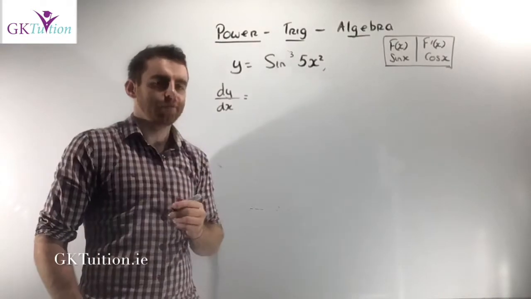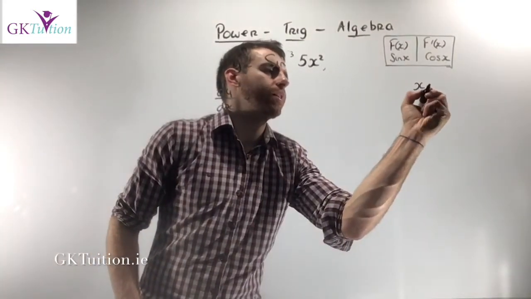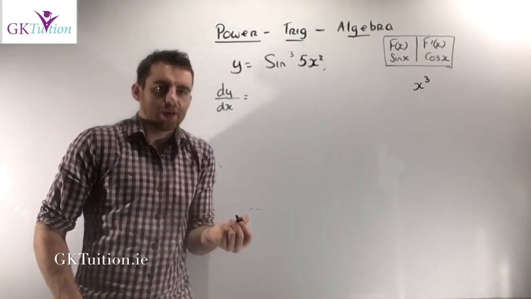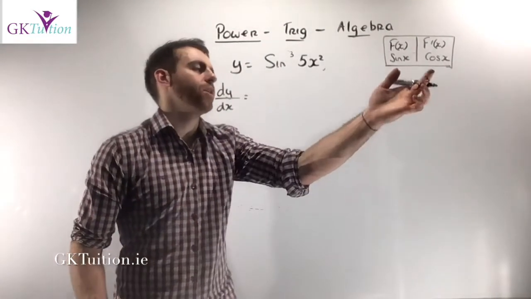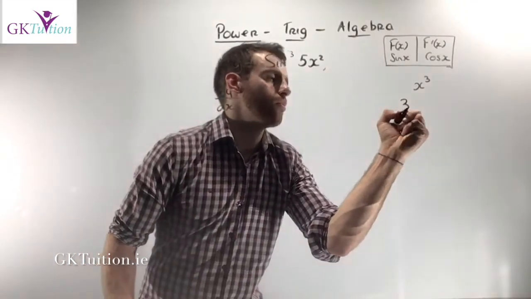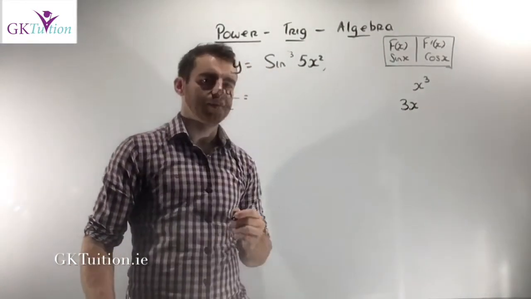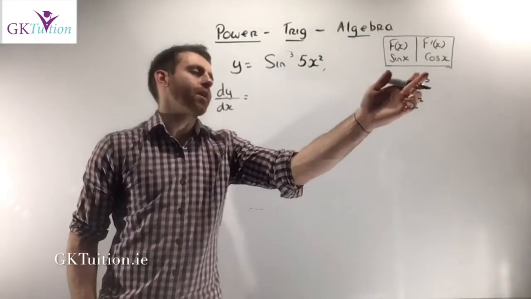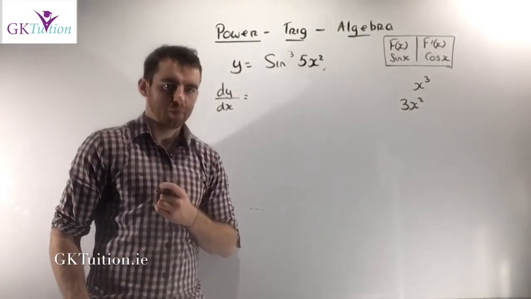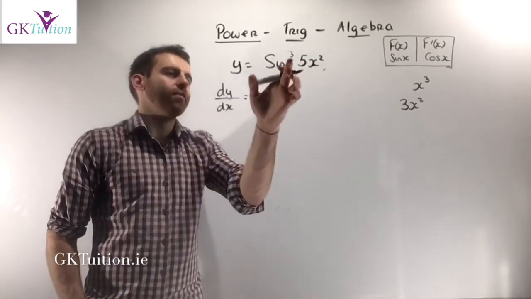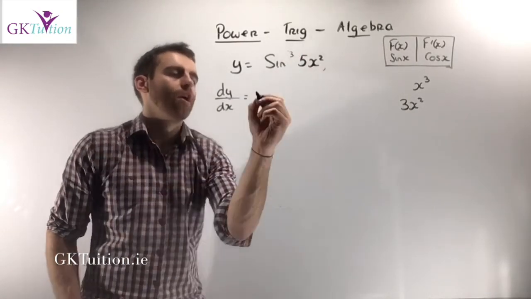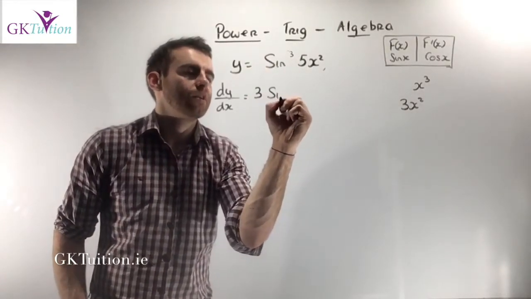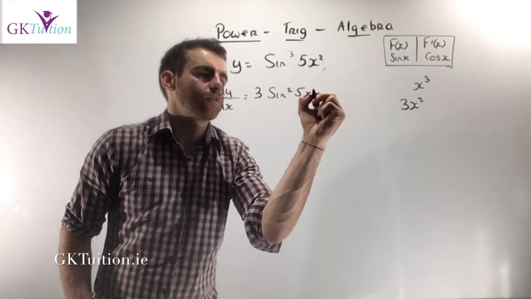So this is to the power of 3, which means in my mind, I would think of this as if it was an x to the power of 3. If I had x to the power of 3 and I asked you to differentiate it, you bring the power in front, so it would become 3x, and the power decreases by 1. So it would become 3x to the power of 2. The derivative of x cubed is 3x to the power of 2. Which means that the derivative of sine cubed 5x squared would be, I just treat this, I bring the 3 in front, it will be 3 sine squared 5x squared.